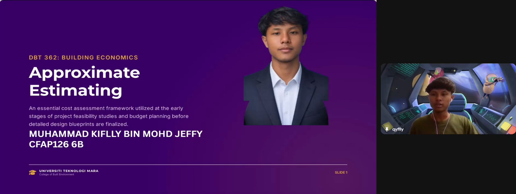Hey everyone, welcome to my presentation on approximate estimating under building economics. Today, we will look at how we calculate the cost of a construction project during its very early stage, long before any final blueprint or drawing are ready.